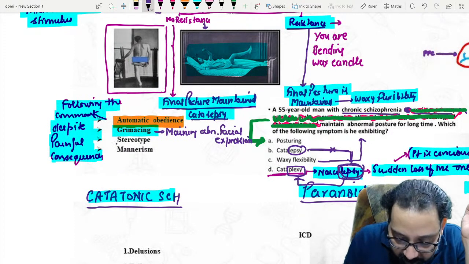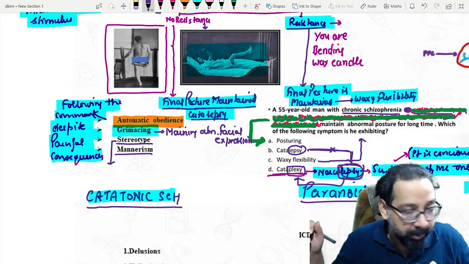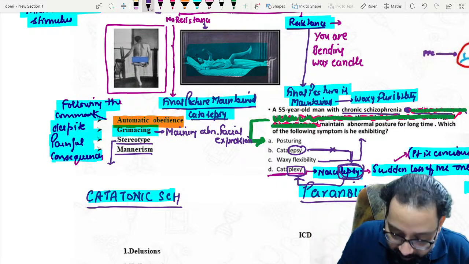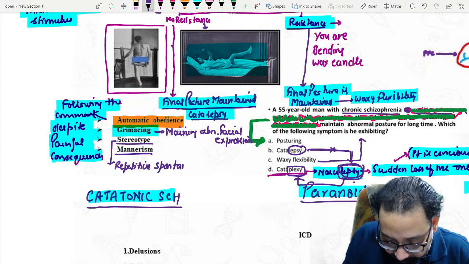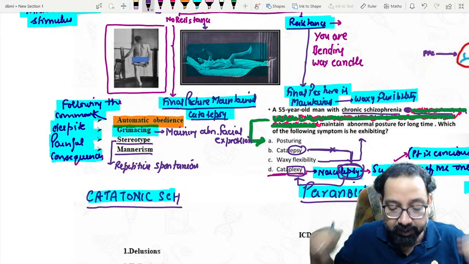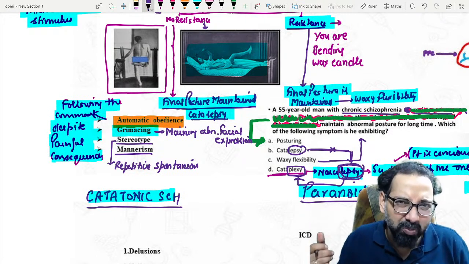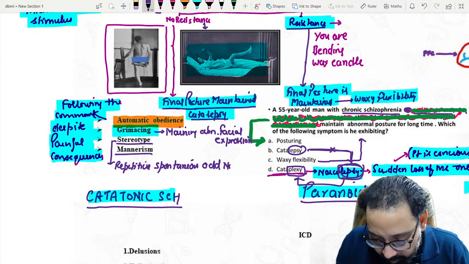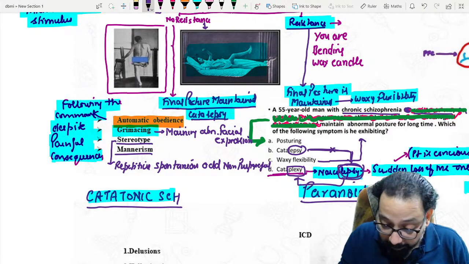Yes. What about stereotype and mannerism? If you don't have space like this, you write like this. Stereotypic movement. If you remember, I told you a child of autism is doing like this. These are stereotypic movements. These are repetitive, spontaneous. You are not telling the child to do that. In the same way, a catatonic patient is doing like this. It is repetitive, stereotypic. You will say what? Odd movements are odd, non-purposeful. Clear?